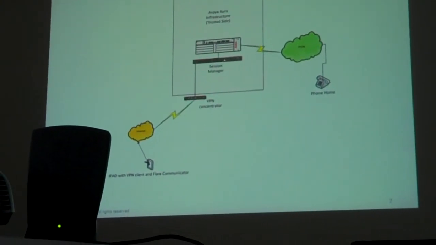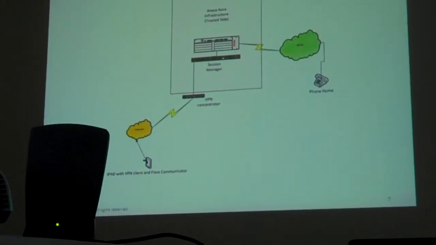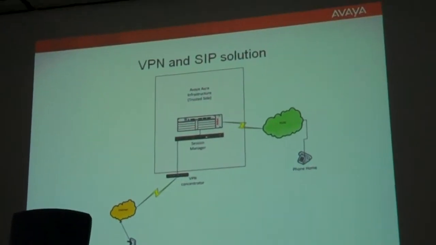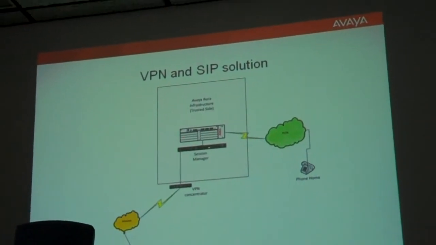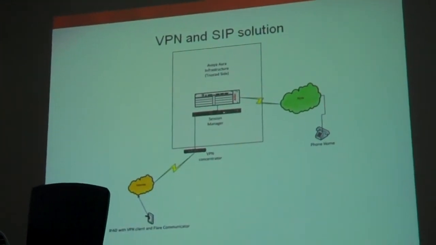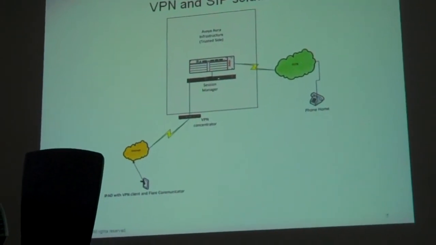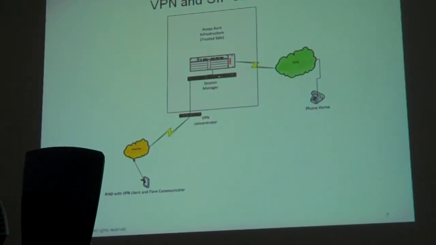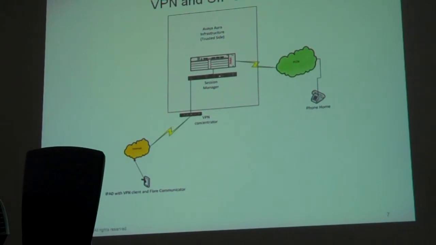Out into the world and still be able to be part of the Altura University, right? So on the iPad, you could put a VPN client, and you can come in through the internet, come in through your VPN infrastructure, be put on the trusted side of your network, go and register to Session Manager, and at that point you have become a SIP entity.